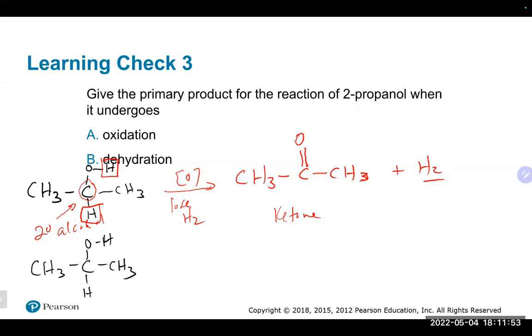All right, so looking at the next one, we're actually going to do a dehydration. So dehydration basically means we're going to remove water. Hydration means you put water on. Dehydration means you basically take water off. So what we're going to do is maybe redraw this here with all the hydrogens so we can see everything out.